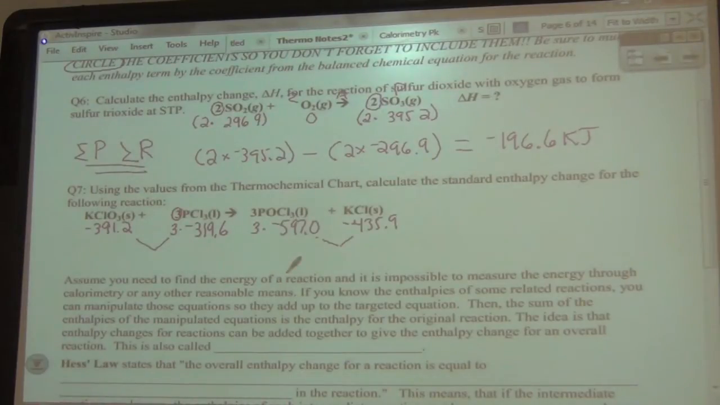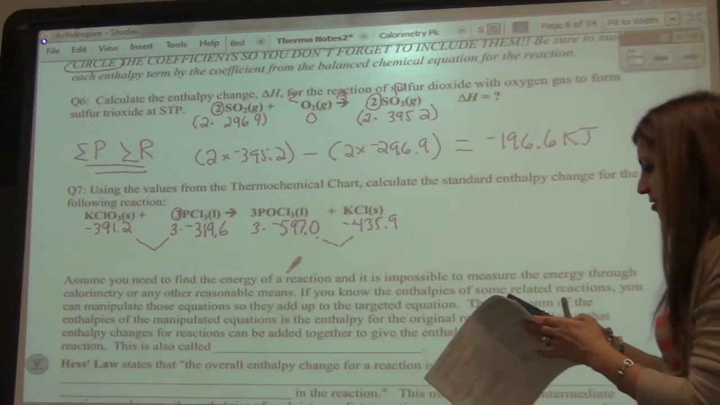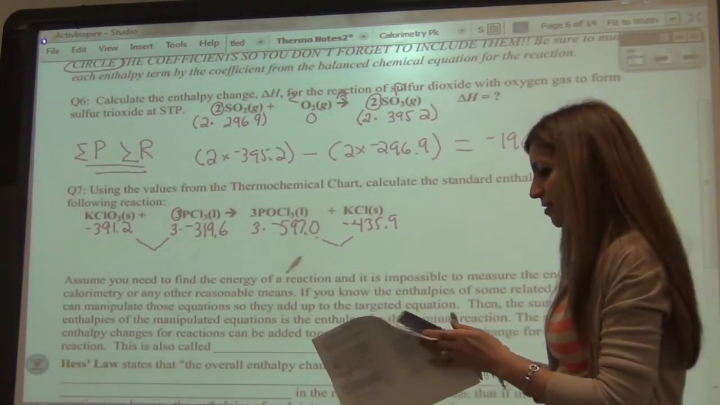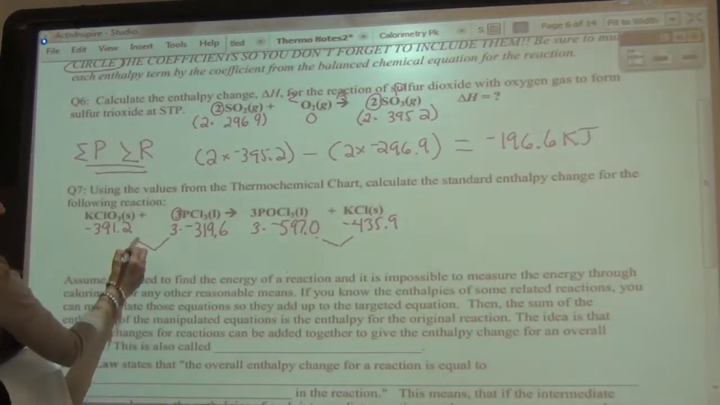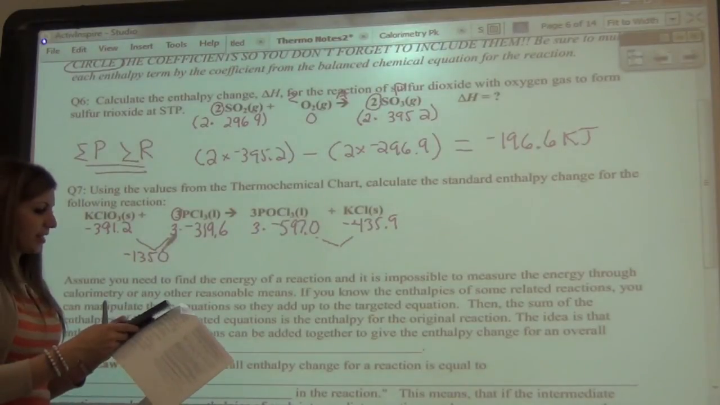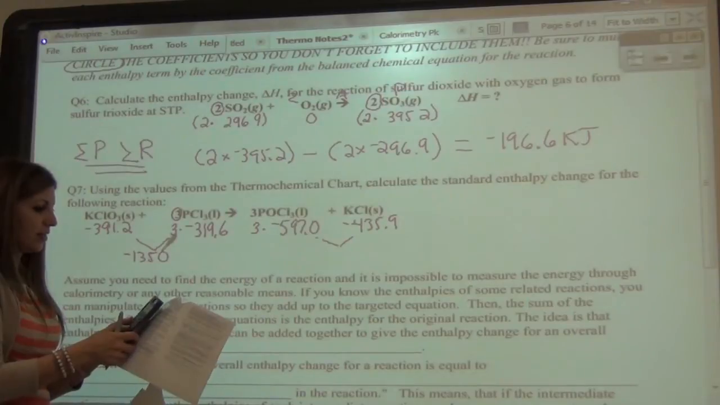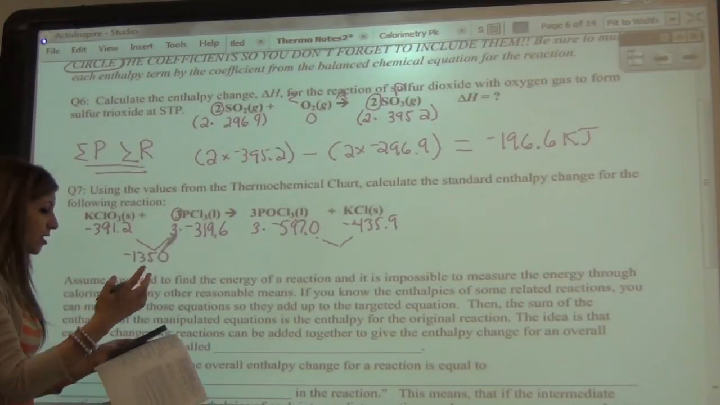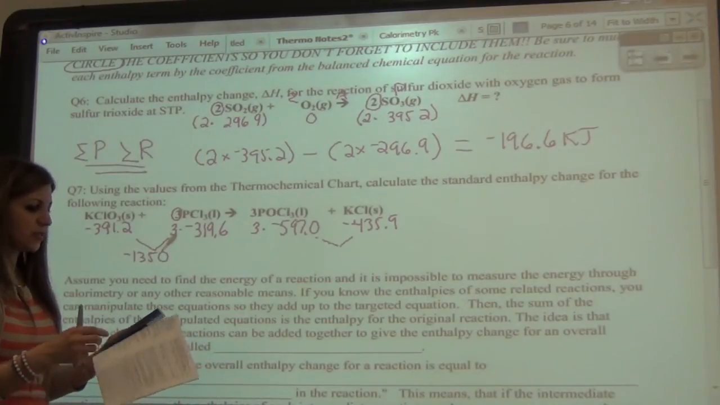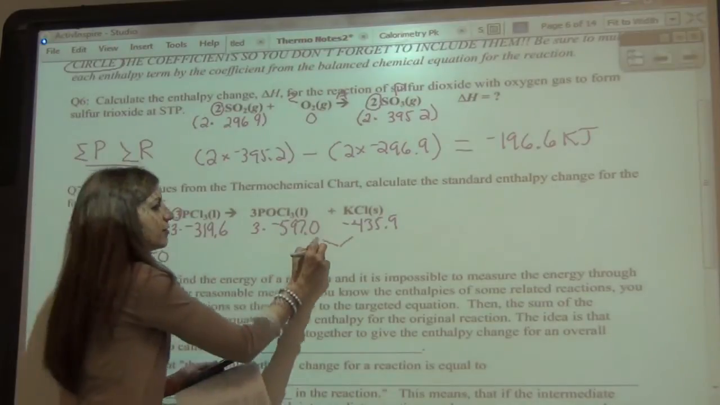Okay, so I've got negative 391.2 plus parentheses 3 times negative 319.6, and that gives me negative 1350. Then this one is 3 times, this is the slower way to do it, by the way, negative 597 plus negative 435.9. So, but again, some people like it this way. So, oops. Did anybody do this one already? Negative 2226.9? Yeah, mine went into fraction mode.